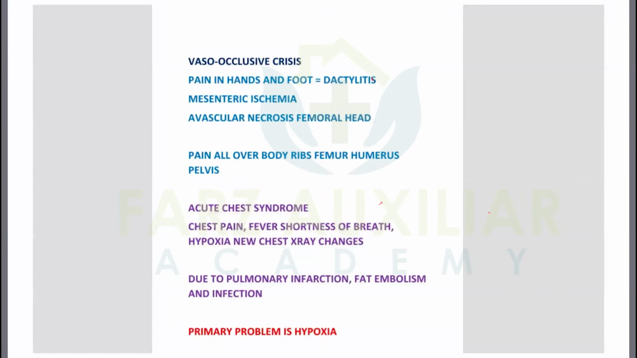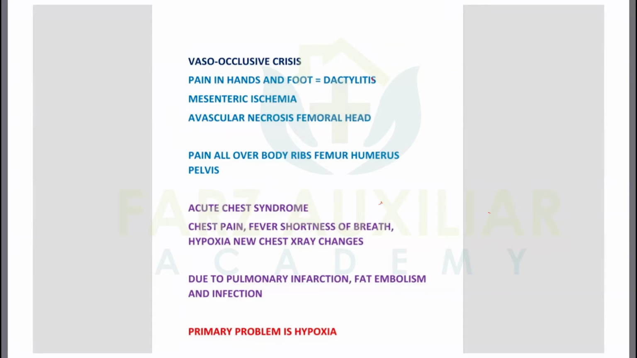So look, how does it happen? Vaso-occlusive crisis mostly. Pain in hands and feet, dactylitis occurs. Mesenteric ischemia can also occur. Avascular necrosis of the femoral head. Pain all over the ribs and femurs also occurs. So these are the vaso-occlusive areas that can happen. And the most important vaso-occlusive crisis is what? That is acute chest syndrome.